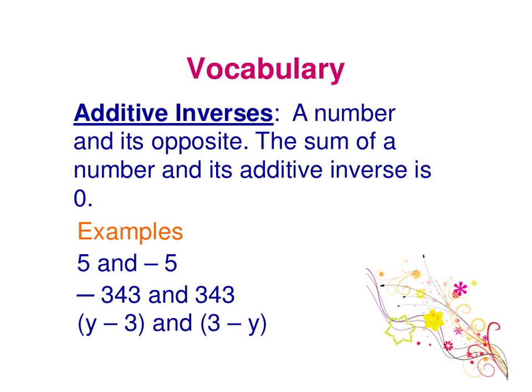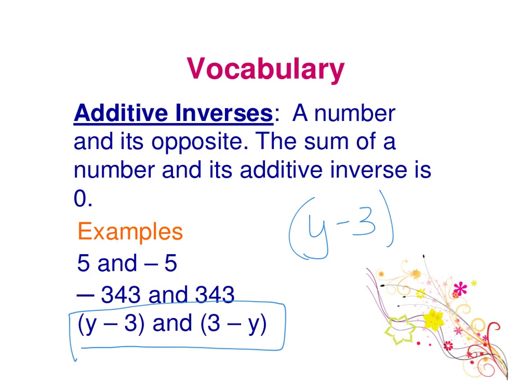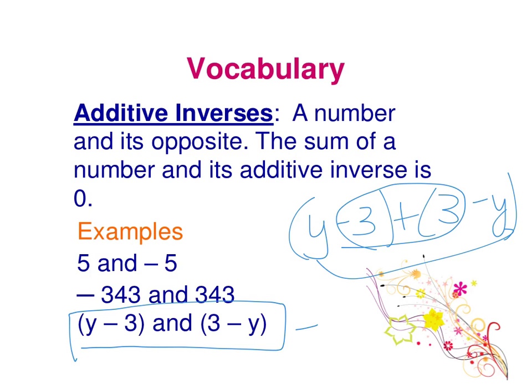Alright, additive inverses. It's a number and its opposite. So the sum of a number and its additive inverse is 0. And here are some examples of additive inverses. And if you add them together, even the one with the variable here, you're going to get 0, because y minus 3 plus 3 minus y, combine my 3's together, 3 minus 3 is 0, y minus y is 0. So if I add them, I get 0.